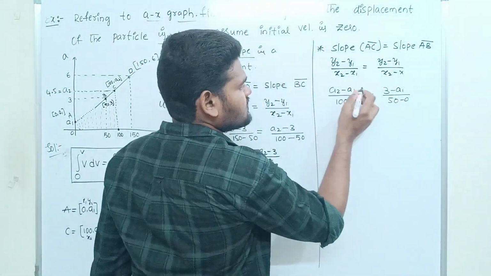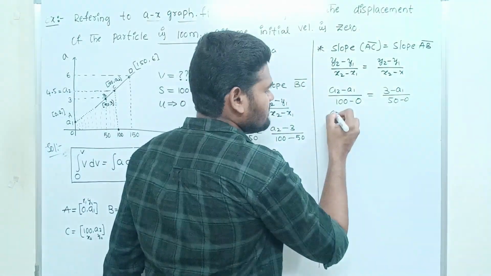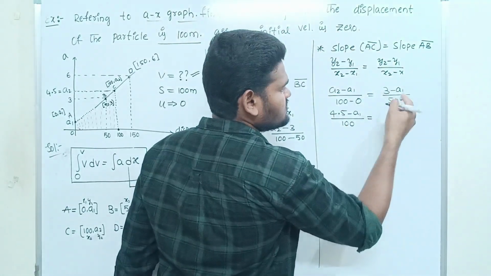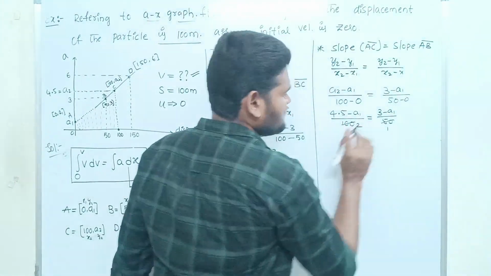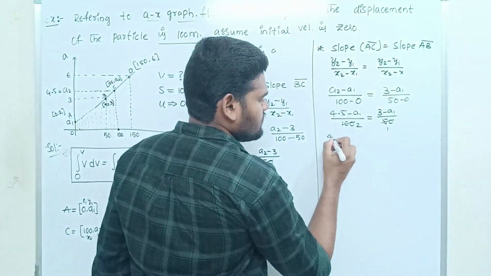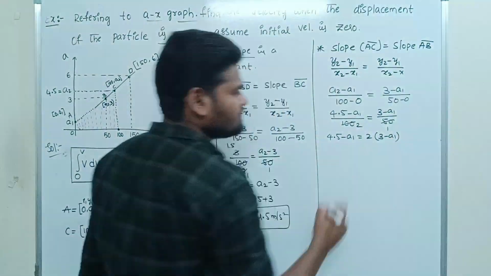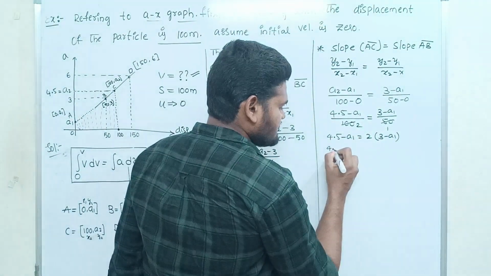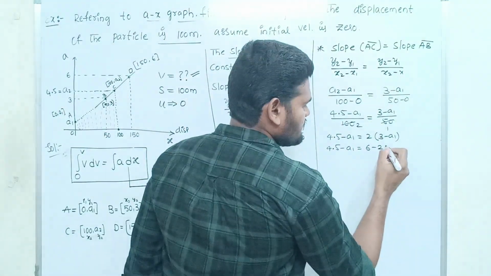Okay, so right. What is the value of A2 we got? A2 is equal to how much? 4.5 minus A1 divided by 100 is equal to 3 minus A1 by 50. So 50 ones are 50, 50 twos are 100. So 4.5 minus A1 is equal to 2 into 3 minus A1. Just bring this 2 to this side. Okay, right. 4.5 minus A1 is equal to 6 minus 2A1.